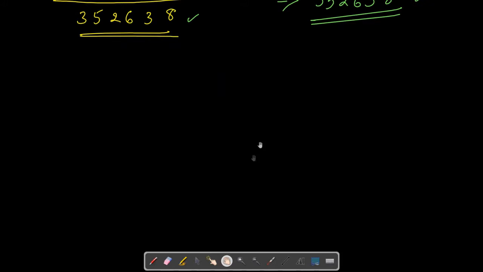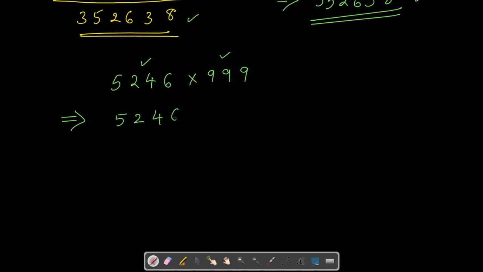Let me say I have a number 5,246, which is multiplied by 999. So here I have a 4-digit number and here I have a 3-digit number. Let me take an example. Let us try to do it in the quickest way. 5,246, we write it as it is.